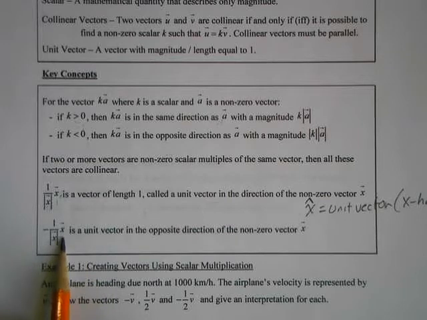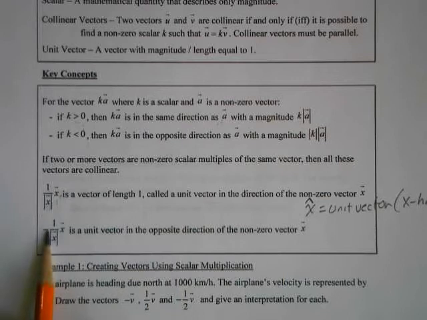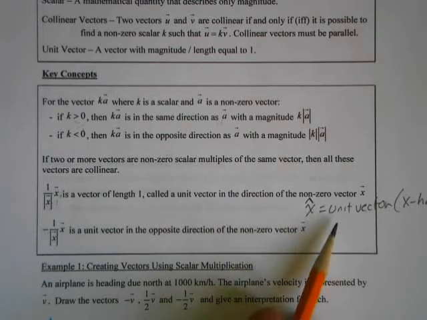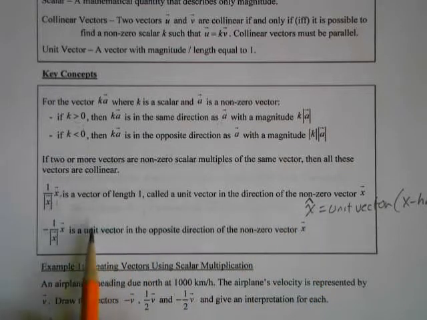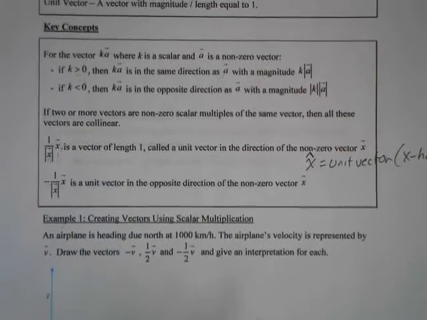This would be a unit vector in the opposite direction of the vector x, so it would be negative 1 over the magnitude of x times x. The magnitude will still be 1 because it's a unit vector, but the direction will be the opposite direction from x, or x hat.